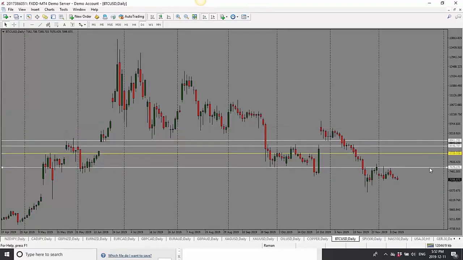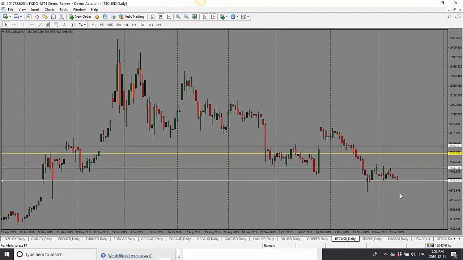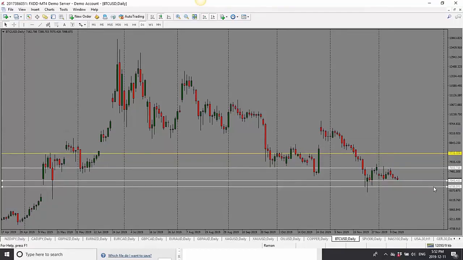Bitcoin still dropping here. Bias is bearish still. We are into support, so we do need to see a break for this to continue. First target is 6750. Second target is 6494. Bearish bias here for Bitcoin.